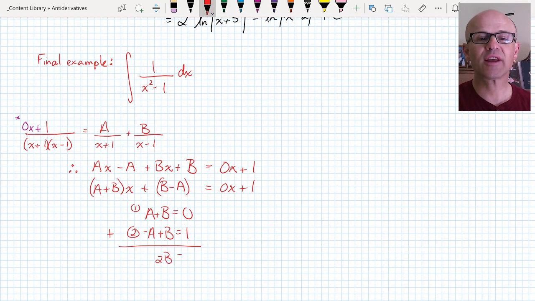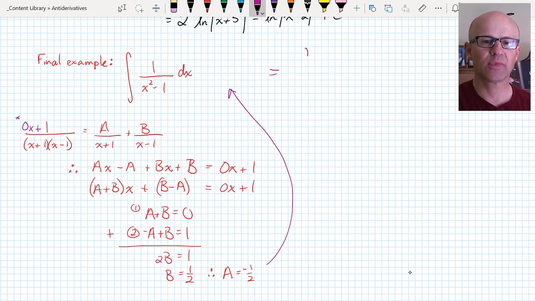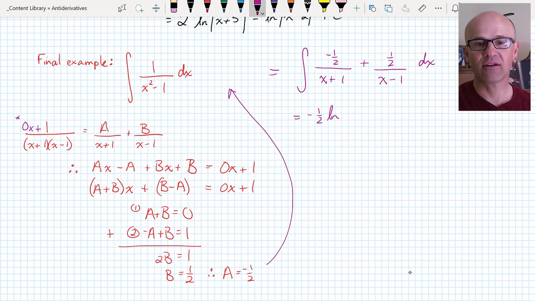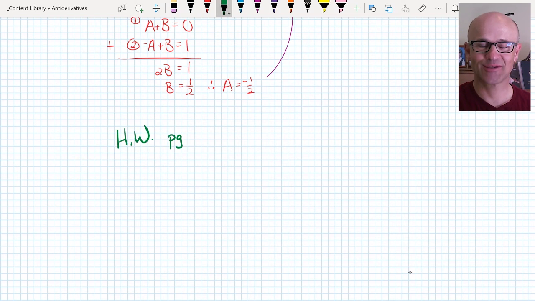And I could write a negative a plus b for the other one, but I chose to write it initially as a b minus a. Now I'm just switching it around again. I'm using elimination again. I get that both of my answers are one's a half, one's a negative a half. Those just become constants in front of the logarithms, and I integrate. That leaves us with a little bit of homework.